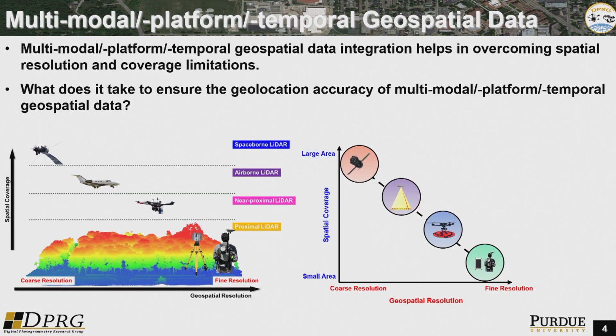So the summary here is that we have data coming from different modalities, different sensors, different platforms, and at different times. And what you see in the bottom is basically the challenge of how much area you would like to cover as opposed to the resolution you would like to get. So from space we have very large area coverage, very low geospatial resolution or level of detail. And then as you move to the right and down, you have smaller area covered, but you get a high level of detail.